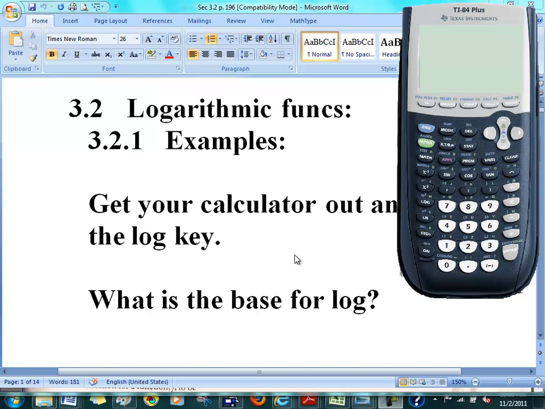Now, ln. Okay? On the log key, take a look at the second function key. What's on there? What's the blue thing? 10 to the power of x. So 10 to the power of x and log are inverse functions. Just as e to the x and ln are inverse functions. Okay?